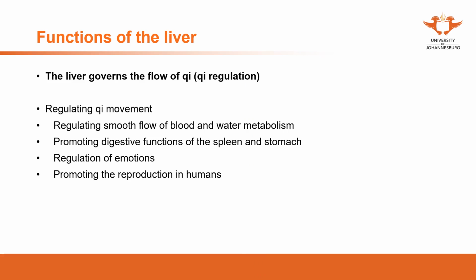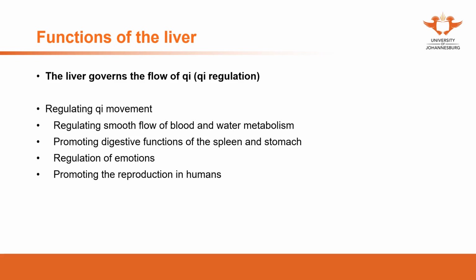The functions of the liver are mainly categorized into two functions. The first one is that the liver governs the flow of qi. The flow of qi also relates to the flow of the blood and water metabolism. The flow of qi can also promote the digestive function of the spleen and stomach. The reason is that the function of the spleen and stomach also comes from the function of qi. That's why we call them spleen qi and stomach qi.